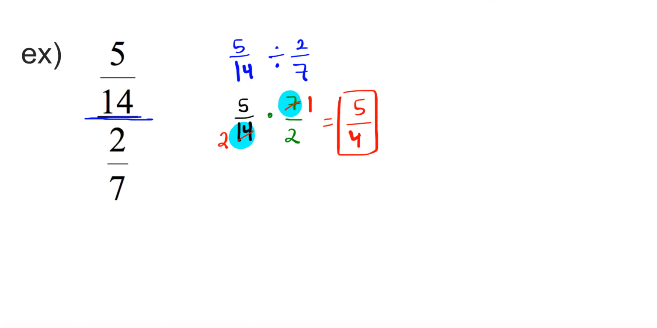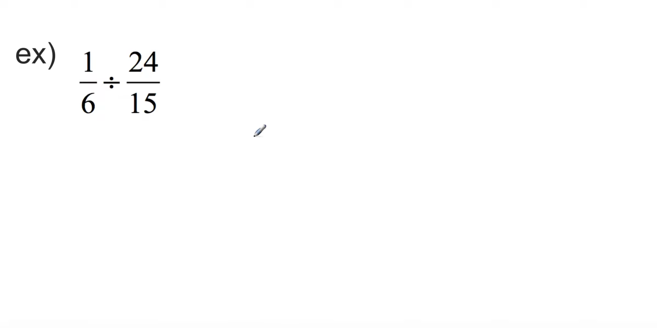Okay. Let's look at one last example. We've got 1/6 divided by 24/15. Now you might be tempted to simplify, but you need to change it to a multiplication problem before you simplify. So let's go ahead, we'll keep 1/6, keep the first fraction. We change division to multiplication, and we flip the second fraction. So this becomes 15 over 24.